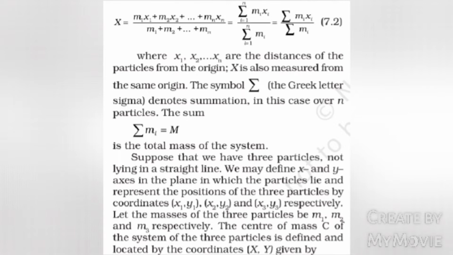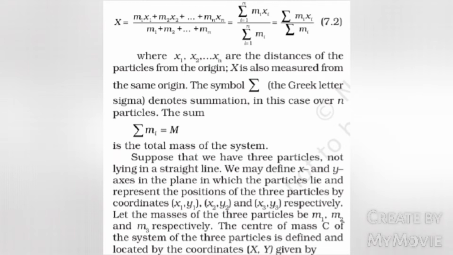Suppose that we have three particles not lying in a straight line. We may define x and y axes in a plane in which the particles lie and represent the positions of the three particles by coordinates (x1, y1), (x2, y2) and (x3, y3) respectively. Let the masses of the three particles be m1, m2 and m3 respectively.